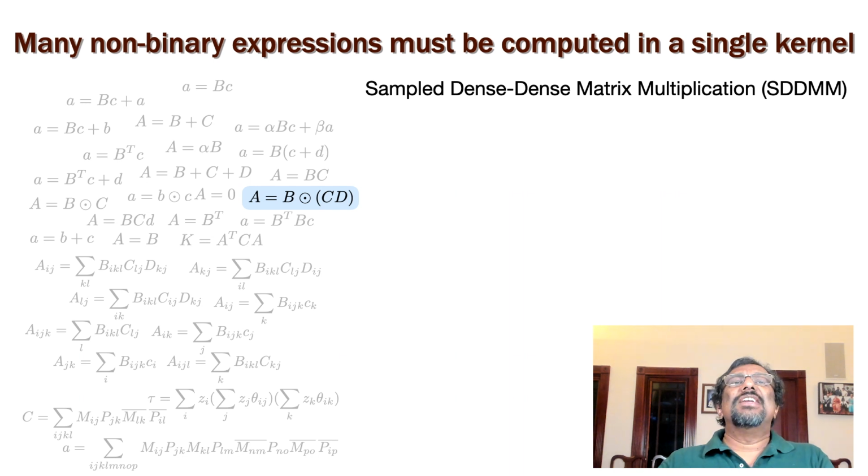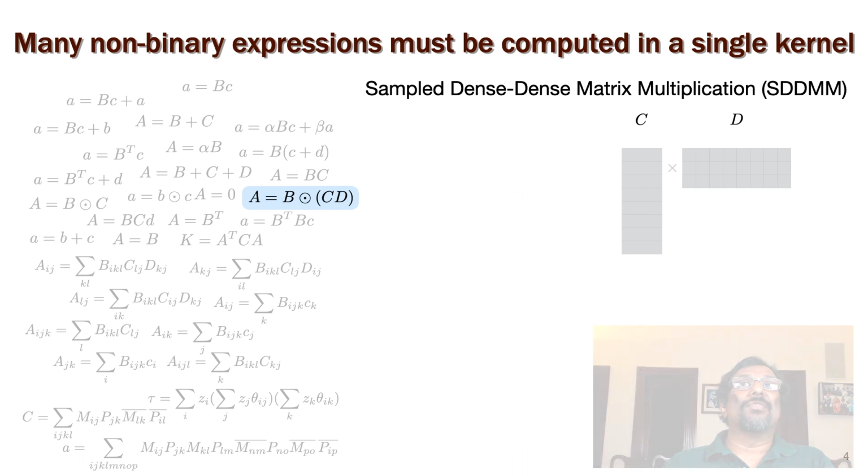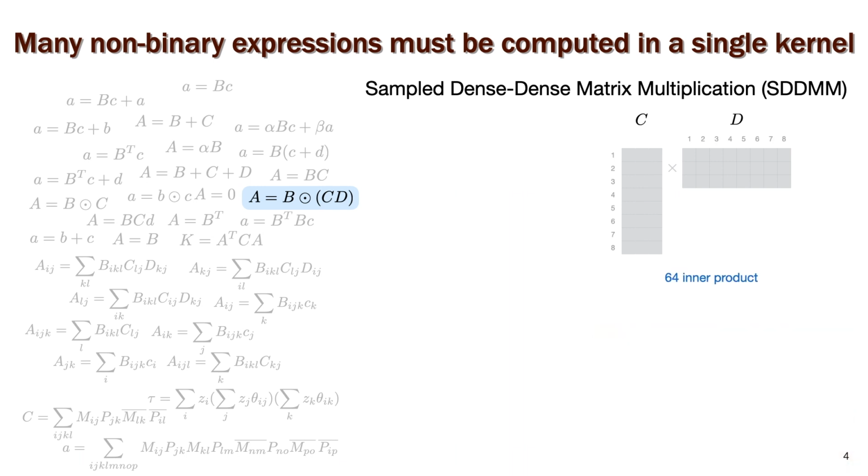However, this is very different in the sparse domain. Let me explain why using sampled dense-dense matrix multiplication, or SDDMM. This kernel takes two dense matrices and multiplies them. Of course, if you are doing that component, you can find a very fast implementation. Here you want to get 64 inner products, and then you do an element-wise multiplication of that with a sparse matrix. So now if you want to calculate this value at location 4, 5, you have to calculate this inner product and multiply by that value.